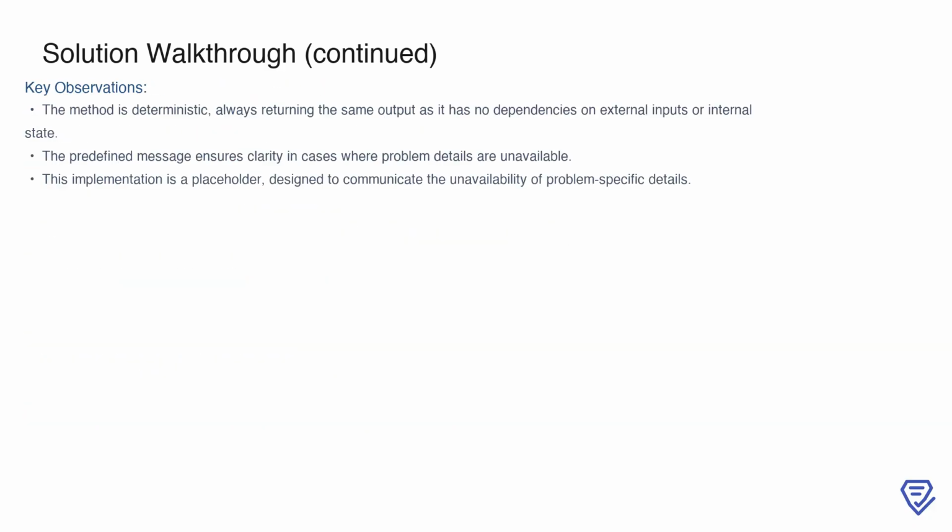Finally, let's summarize some key observations about this solution. The solve method is entirely deterministic, always returning the same output because it does not depend on any external inputs, internal variables, or state changes. The predefined message provides a clear and consistent response in situations where the problem details are unavailable. This implementation serves as a placeholder, ensuring that users are explicitly informed about the absence of problem data while maintaining simplicity and predictability in its behavior.